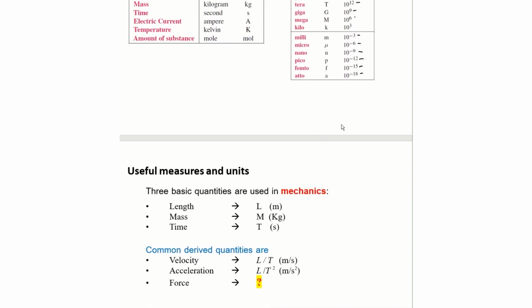So in mechanics, we have three basic quantities: length, mass and time. Commonly derived quantities from these three are velocity, for example, which is length over time, meters per second, acceleration, which is length over time squared, or meters per second squared, and force. Does anybody remember the units of force? Force is measured in newtons. But what is a newton? Well, as you remember, F is equal to m times a. Mass, which is in kilograms, times meter per second squared. So kilograms times meter per second squared is a newton.